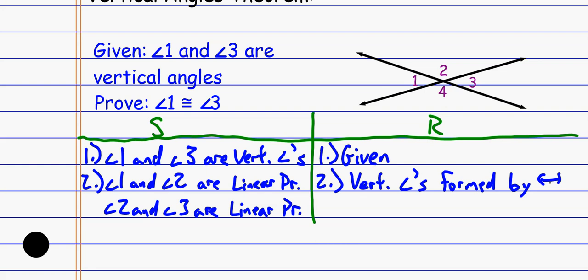Now from here, if I have a linear pair, two angles that make a line, I know something about those two angles. I know that those two angles are supplementary angles. And again, depending on the teacher, they might let you jump right to the measure of angle 1 plus the measure of angle 2 equals 180 degrees. But if we're doing those smaller steps, we would say, hey, that means that angle 1 and angle 2 are supplementary. And then I could say the same thing about angles 2 and 3.